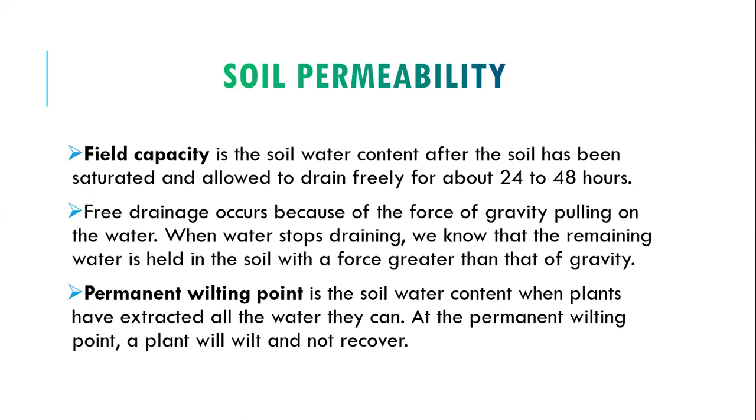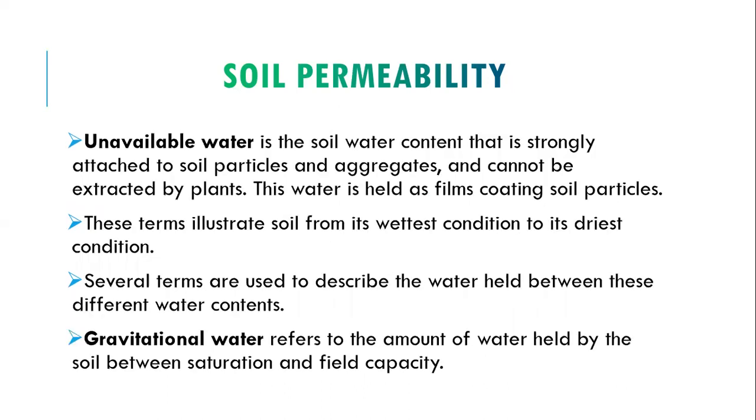The other term is permanent wilting point, which is the soil water content when plants have extracted all the water they can. At the permanent wilting point, a plant will wilt and will not recover since it has already extracted all the water it can extract. Unavailable water is the soil water content that is strongly attached to the soil particles and aggregates and cannot be extracted by plants. This water is held as films coating soil particles.